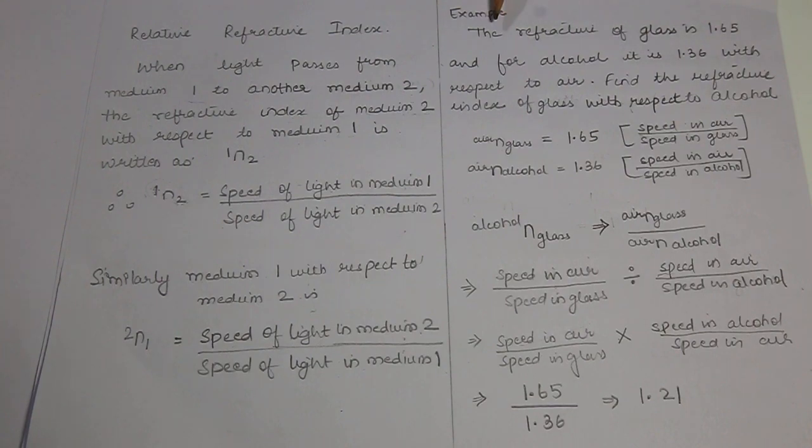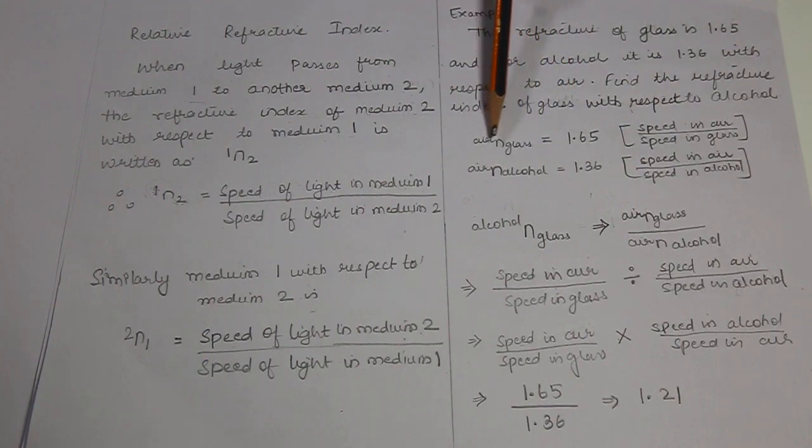Example: the refractive index of glass is given as 1.65 and for alcohol it is 1.36 with respect to air. Find the refractive index of glass with respect to alcohol. Here the refractive index of glass is given, nothing else. So this simply means this is absolute refractive index, where the speed of light in glass is compared with the speed of light in air, and similarly for alcohol.